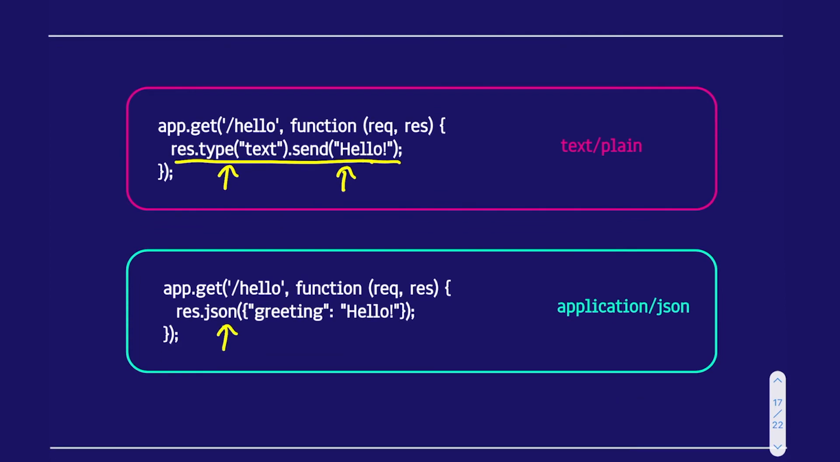With res.json, we're sort of combining the two. So this is the equivalent of doing .type('json').send. It's just an alternative syntax. You can use it if you want to. If you don't want to, that's fine as well. But it saves you a little bit of typing. So it could be nice.